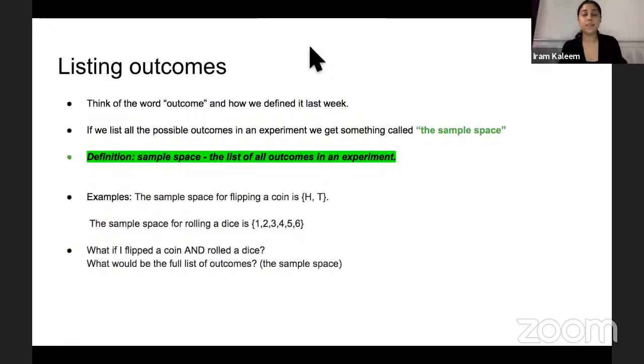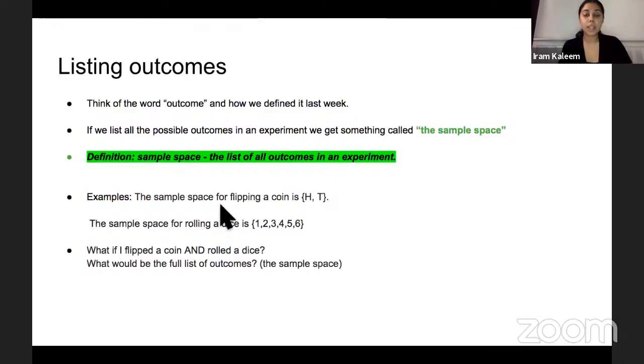Listing outcomes. So we've done this quite a few times as well. We thought about the word outcome and how we defined it. We said that outcomes were results of situations, and that if we list all the possible outcomes in an experiment, we get something called the sample space. So again, key definition here: the sample space is the list of all outcomes in an experiment.